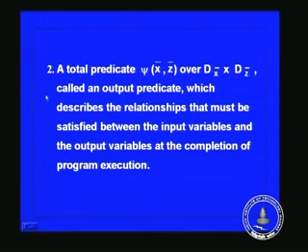Then you have an output predicate which relates x bar and z bar. A total predicate psi x bar z bar over dx bar into dz bar called the output predicate, which describes a relationship that must be satisfied between the input variables and the output variables at the completion of the program execution.